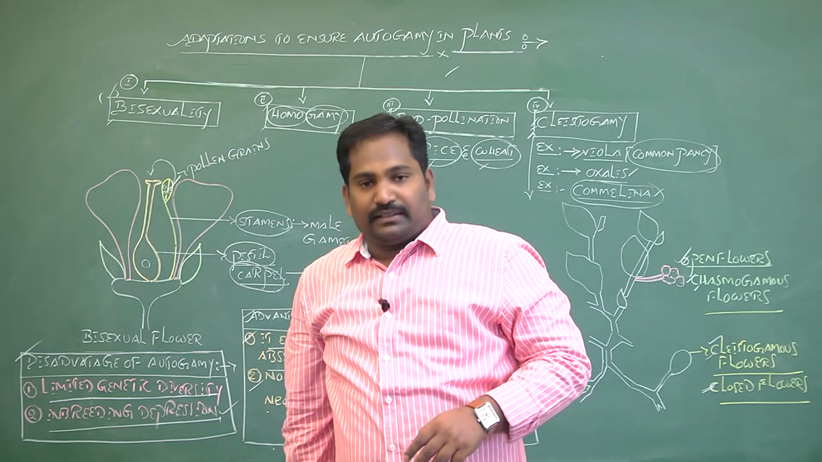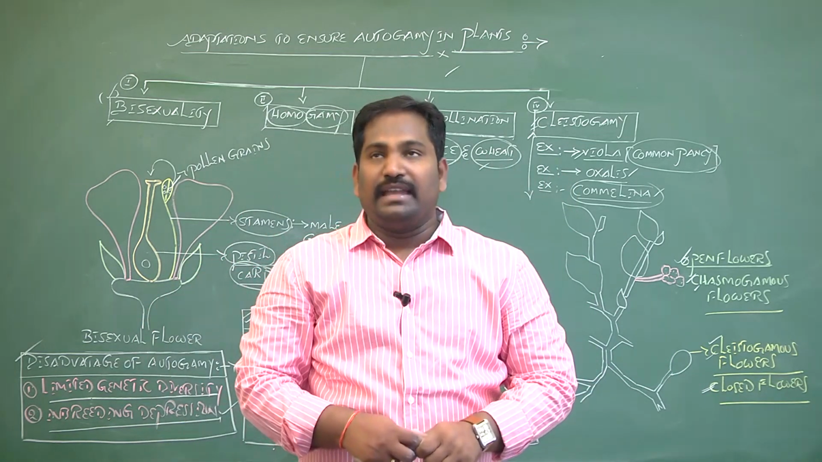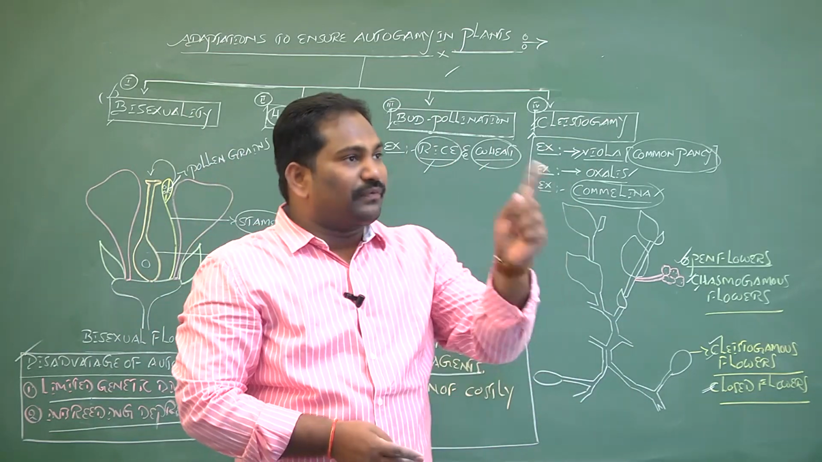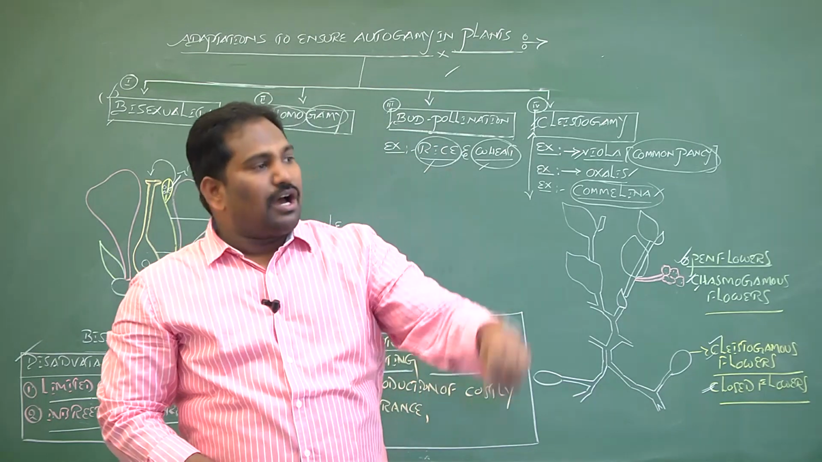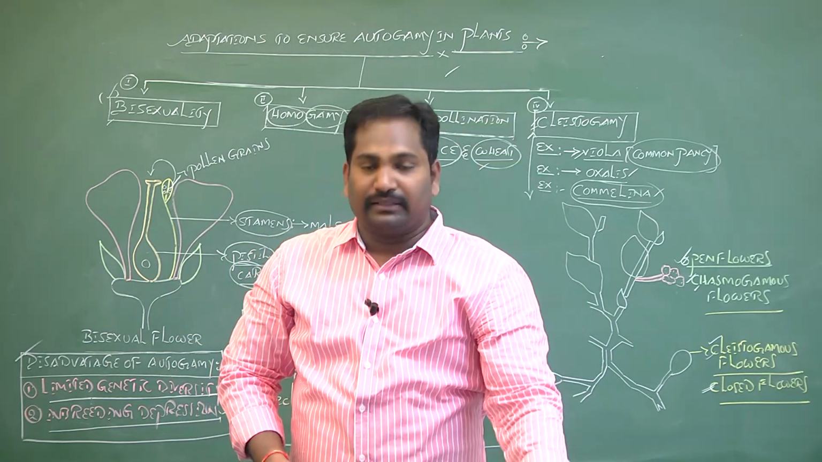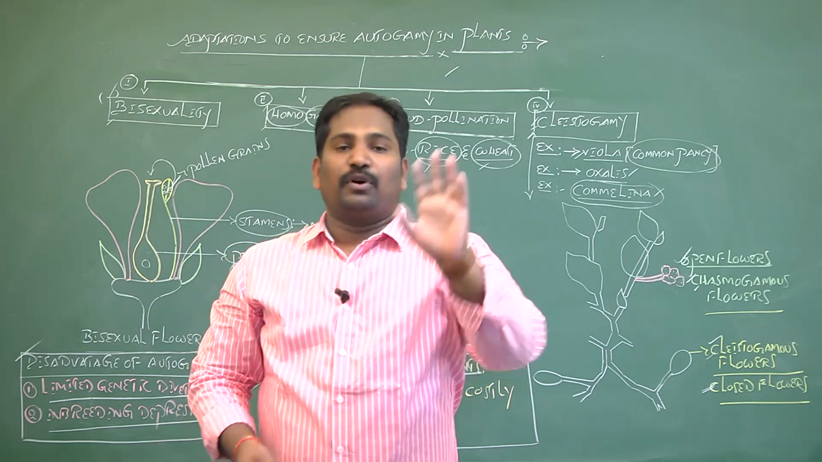Now we discuss if a plant exhibits allogamy or cross-pollination, it requires pollinating agents, either wind or water or insects or birds or bats or snakes or snails. Pollinating agents are required in cross-pollination, not required in self-pollination.